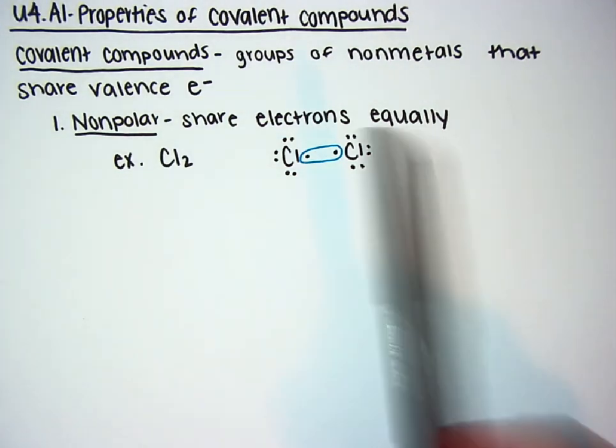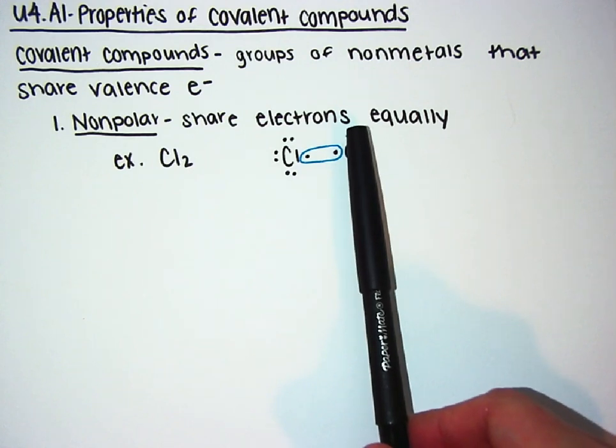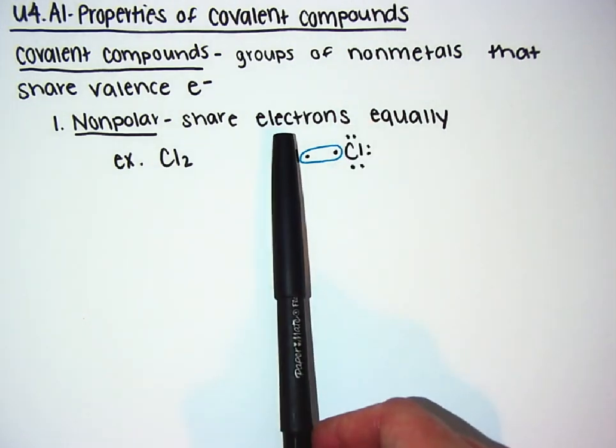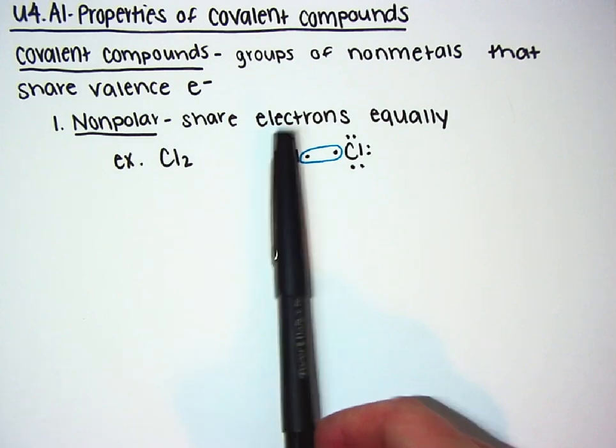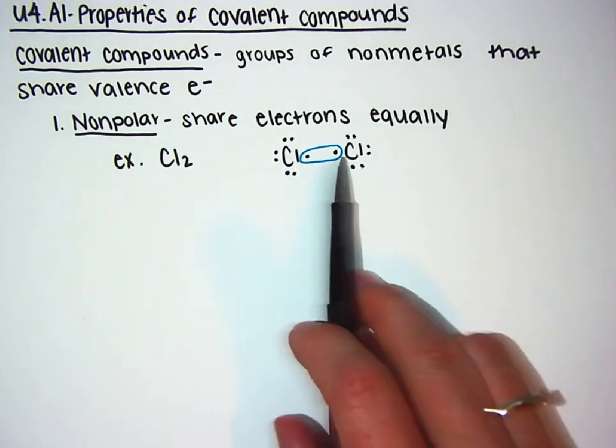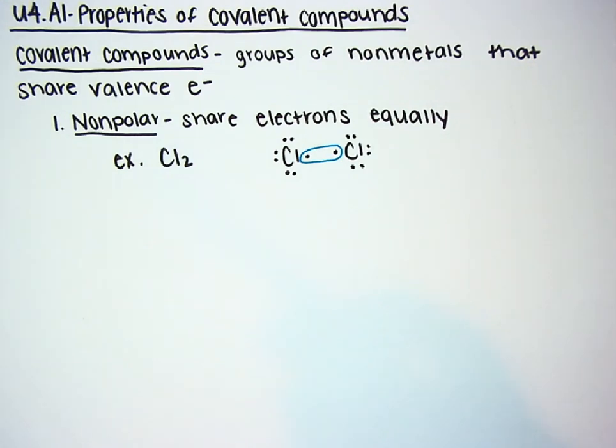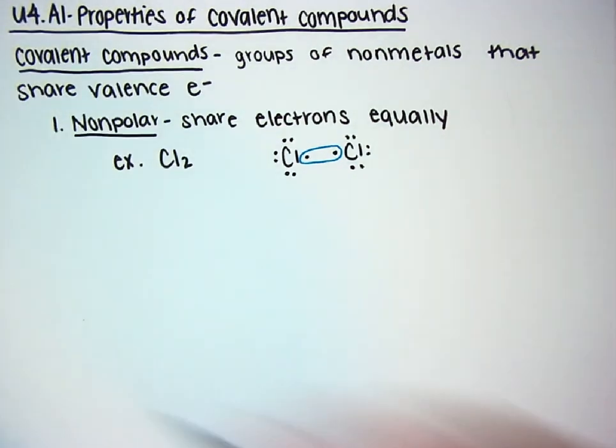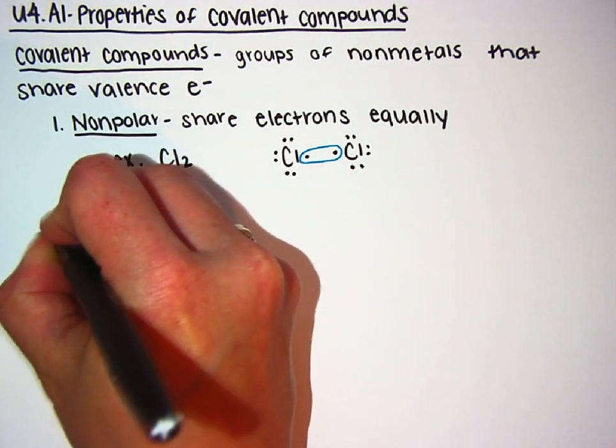So if we look at this, the chlorine on the left now has 8 valence electrons, 7 of its own plus the one that it shared. Same thing over here. Chlorine completes its octet by sharing 1 valence electron. These electrons are going to be shared equally between each chlorine, so we call that a nonpolar covalent bond.